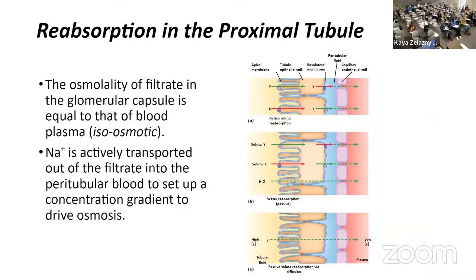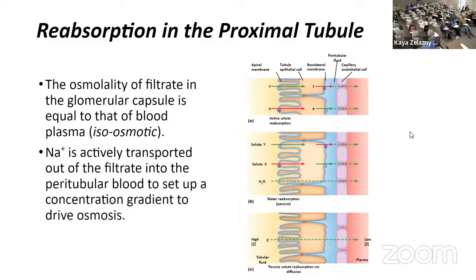All right, so tracking through what's going on here. When we start out, the osmolarity of the filtrate in the glomerular capsule is the same as the blood plasma, basically because we're just moving everything together. So when we start out, we have an isoosmotic situation, so we have basically no real force for water to move, because water only moves when you have a pull on it from solutes. So the first step that's going to happen is that we're going to start actively transporting sodium out of the filtrate into the peritubular blood.